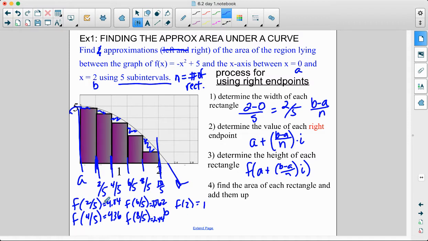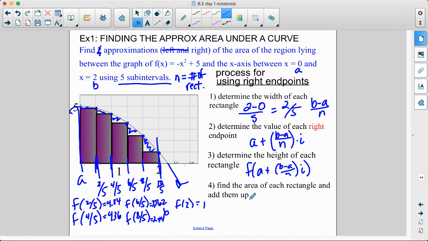So let's just see how the heights are looking. 4.84, that makes sense because it's a little bit below 5. The next one looks like it's about between 4 and 5, so 4.36 makes sense. Just making sure I've done my math correctly. F of 6/5 is about halfway between 3 and 4. F of 8/5 is a little bit higher than 2, and F of 2 is at 1. So those are the heights.